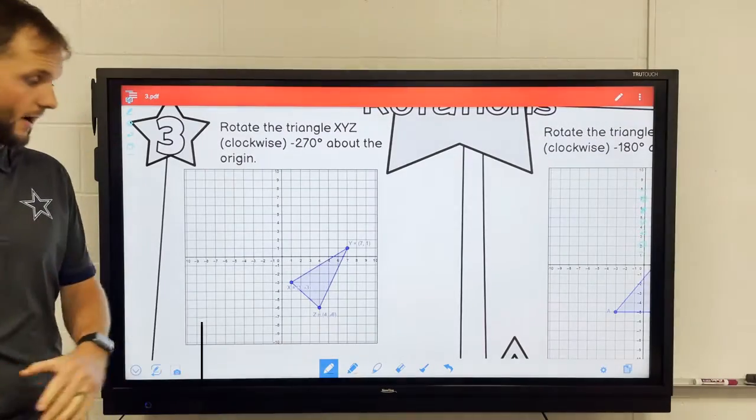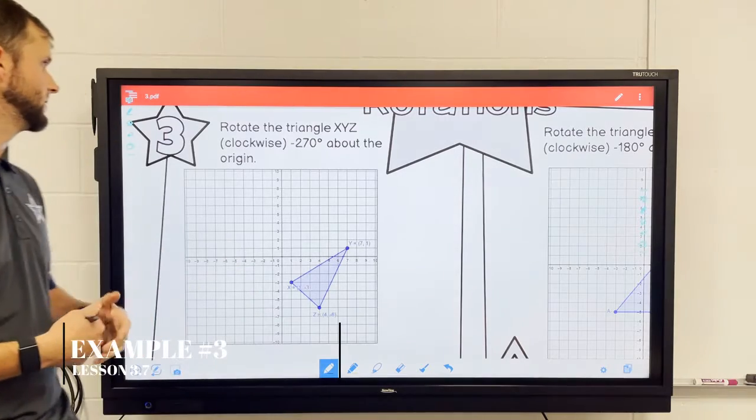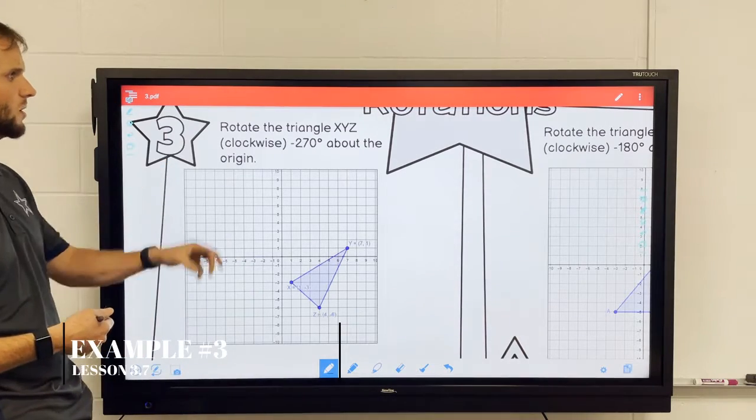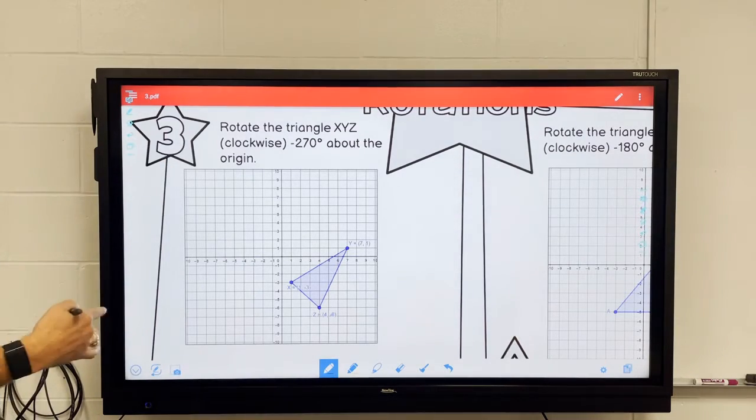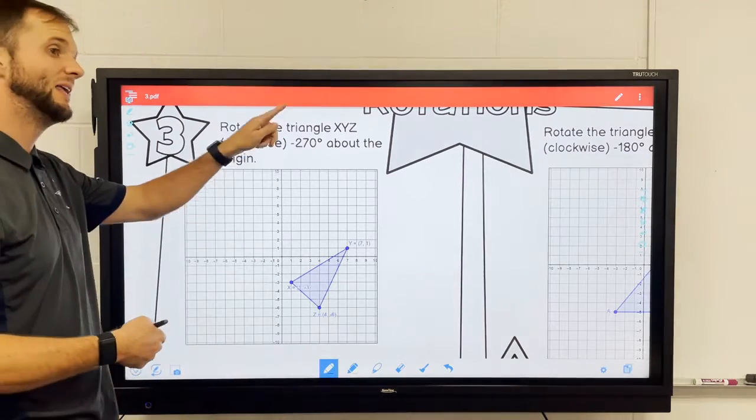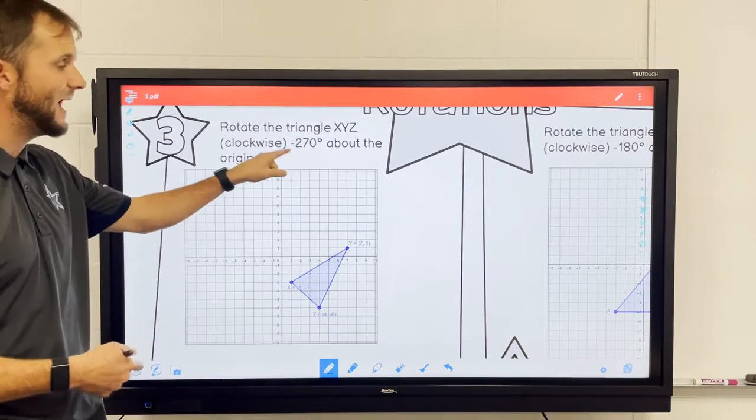So, all right guys, let's look at example number 3 here. On example number 3, it wants me to rotate triangle XYZ clockwise, which again, going with the clock is going to be a negative rotation.